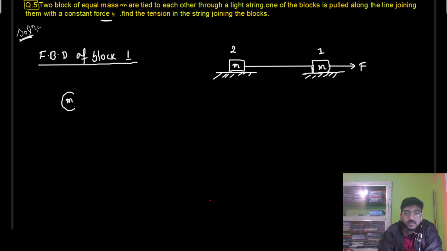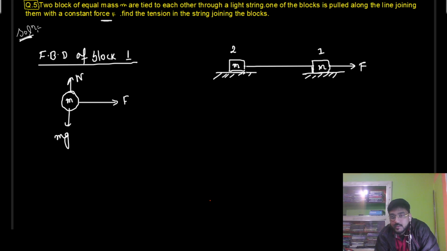What are the forces acting on this block? One force is mg, which is in the downward direction, and the normal force N is in the upward direction, and the force F which is given, and a tension T will arise in this string. For this mass the tensional force will be in this direction, and for the other mass it will be in the opposite direction, because I have told earlier that the tensional force is always away from the object. So for this object I have to draw the tensional force in this direction.